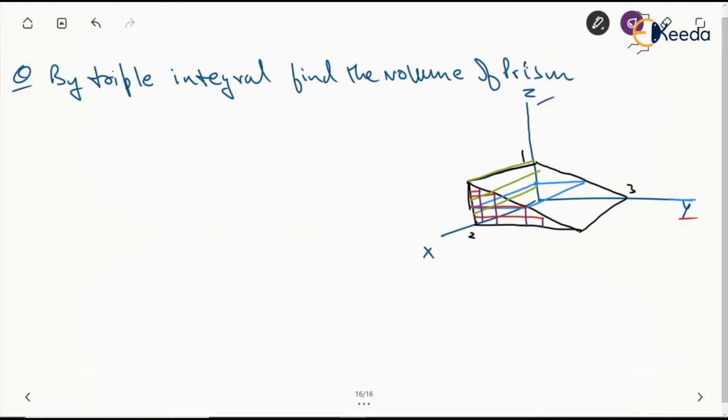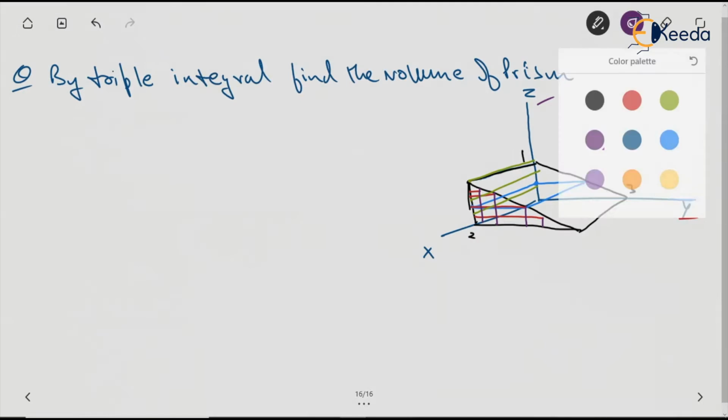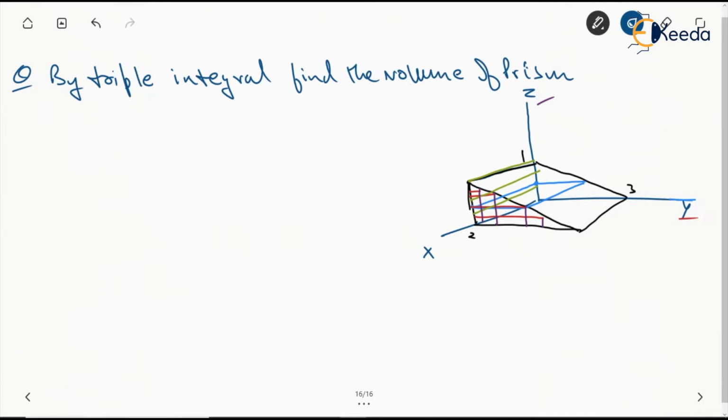So when we have to put the limits in order to find the volume, the limits are which will help us to find the values dx, dy, dz. So clearly all the elements of x is from 0 to 2. So I am putting the limits for x as 0 to 2.